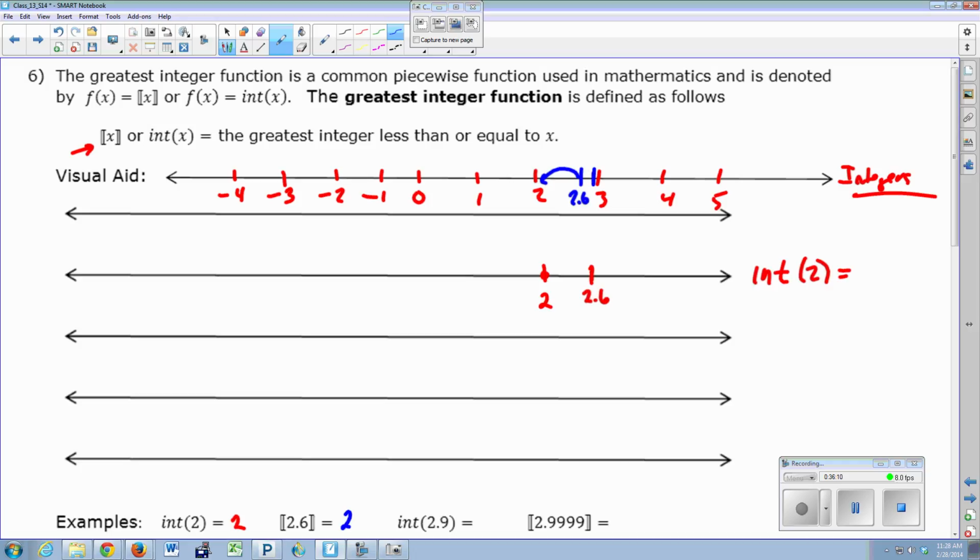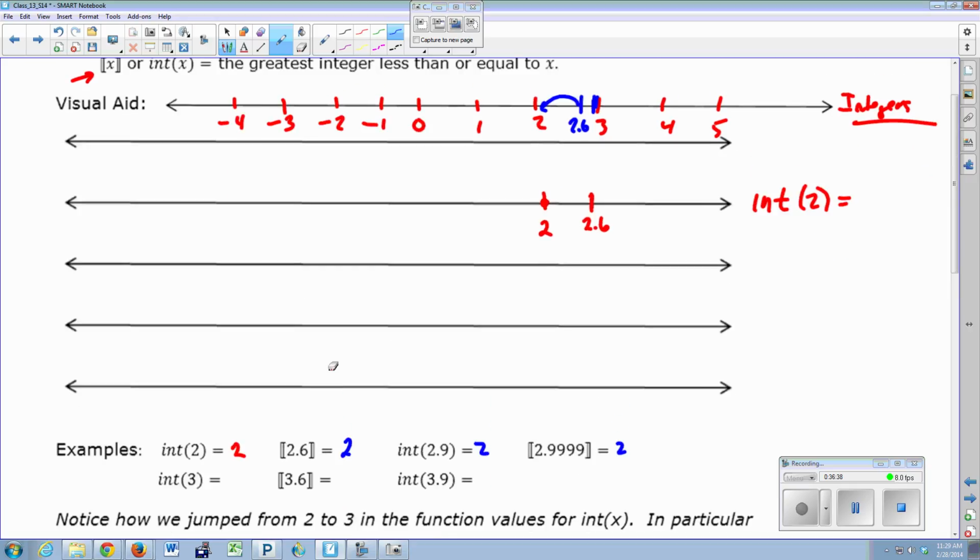What about the greatest integer of 2.9, which is right there? That means the greatest integer less than or equal to 2.9. 2. What about 2.99999? What's the greatest integer less than or equal to 2.999? 2. All right, so if you're on the domain between 2 and 3, your output is always 2.